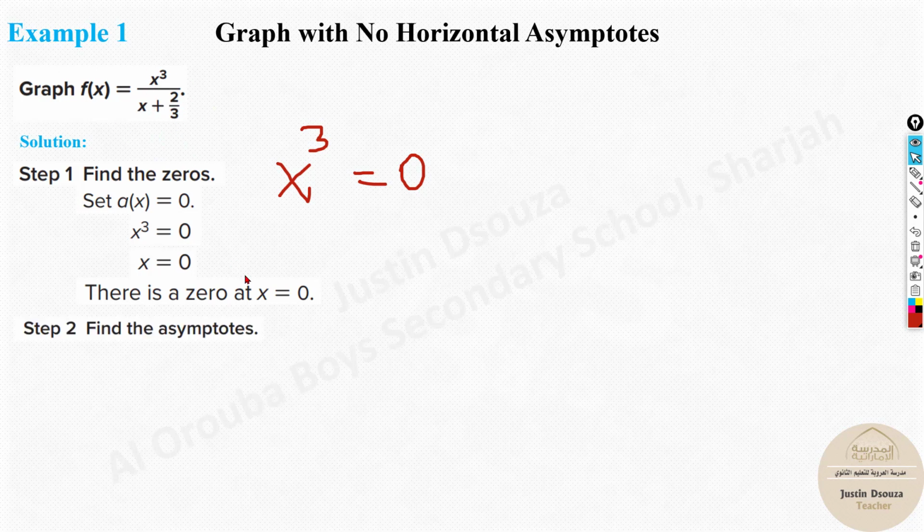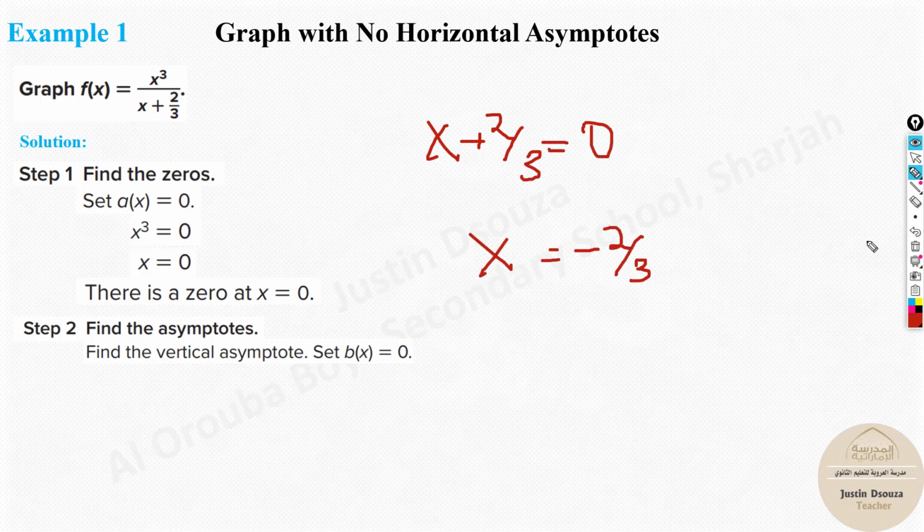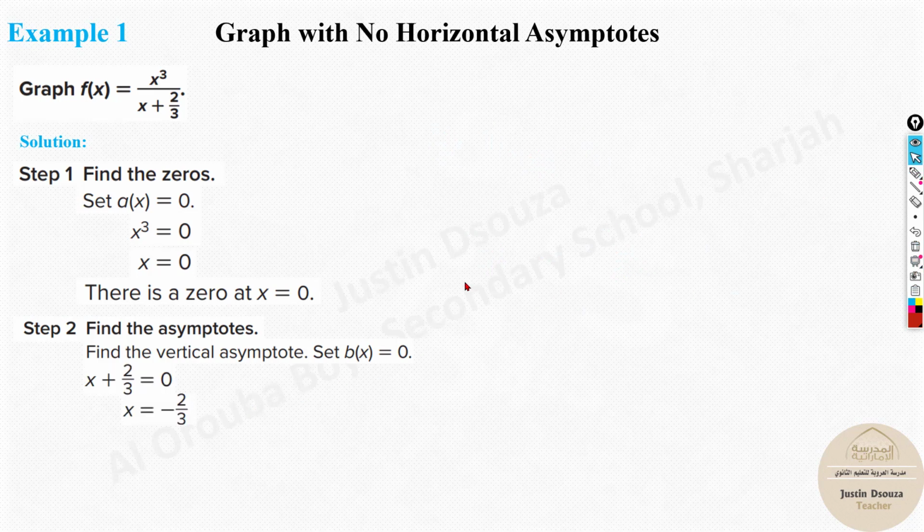Now what about the denominator? This gives you the vertical asymptote. The vertical asymptote is always found by setting the denominator equal to 0. First step was numerator equals 0, second is denominator equals 0. Now solve it. x plus 2 by 3 equals 0. Take this to the other side. x equals negative 2 by 3. That's it. So the answer is x equals negative 2 by 3, or about negative 0.666.